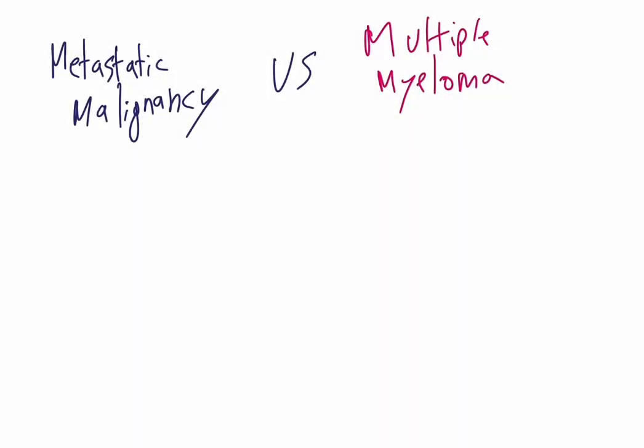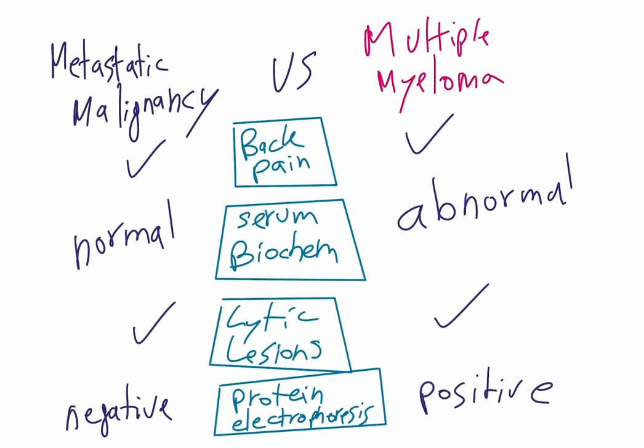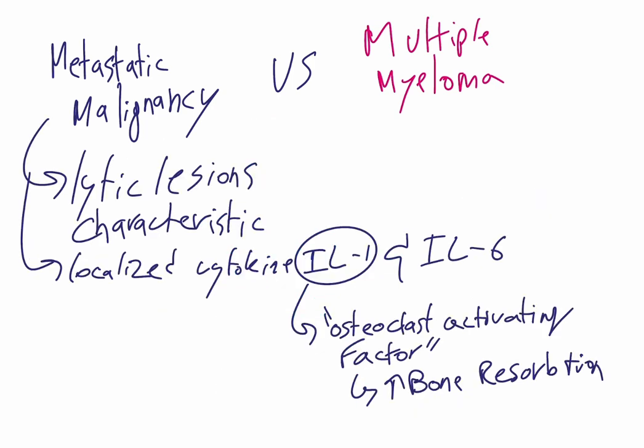All right, party people. Today, we're going to be doing a little compare and contrast as to how to know when the USMLE is presenting us with multiple myeloma as compared to when they are presenting us with a patient suffering from metastatic malignancy. Now, in the case where they give you a patient with back pain and normal serum biochemistry, as well as a normal protein electrophoresis, however, seeing lytic lesions in the spine, we know that this is metastatic malignancy. Lytic lesions are characteristic of METs.